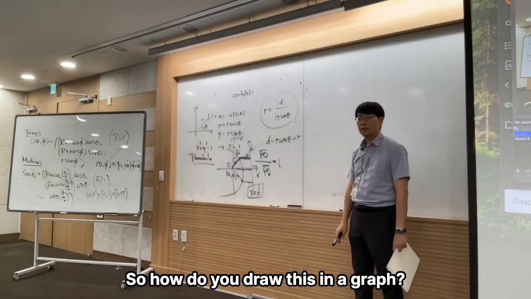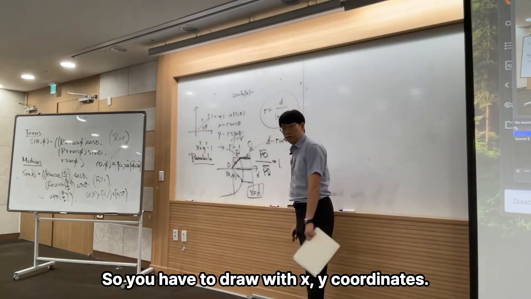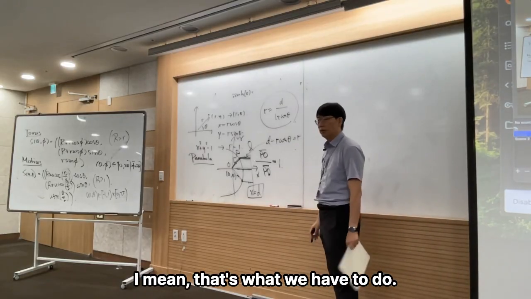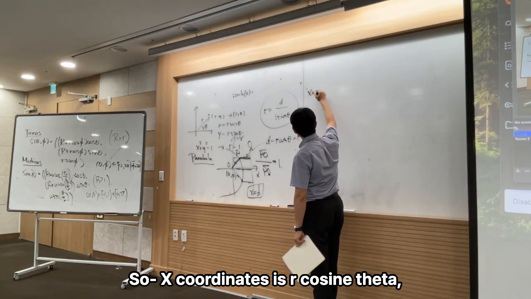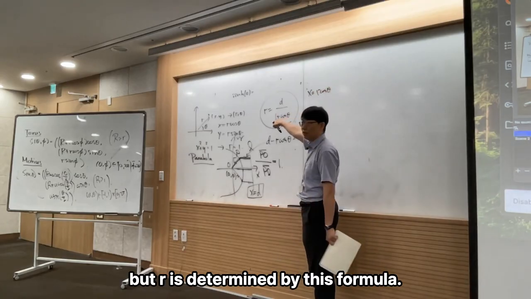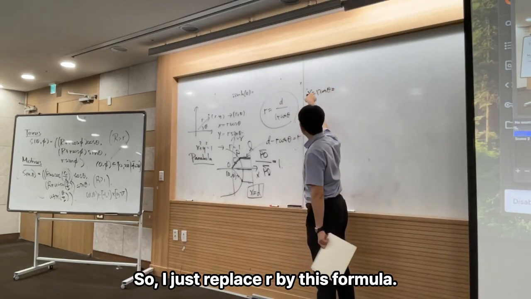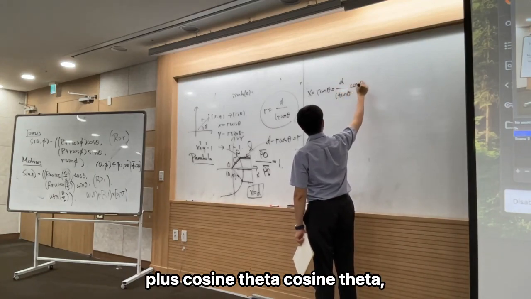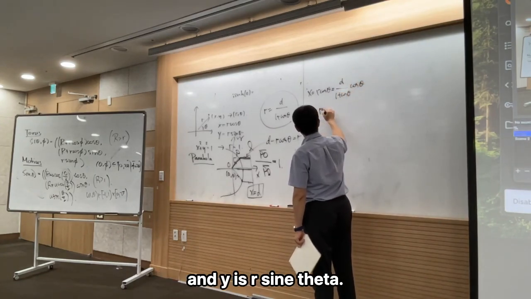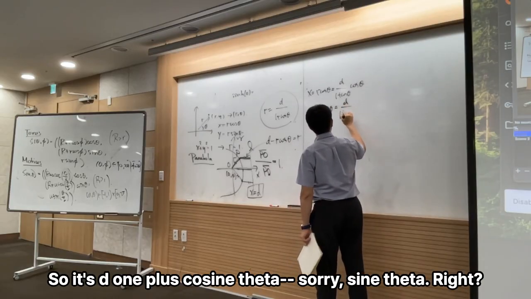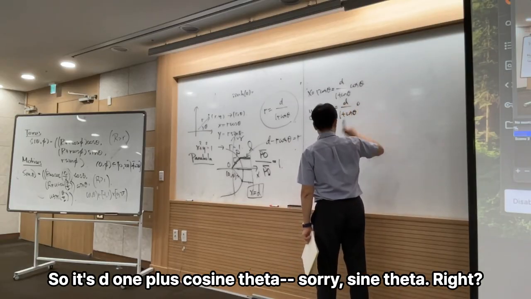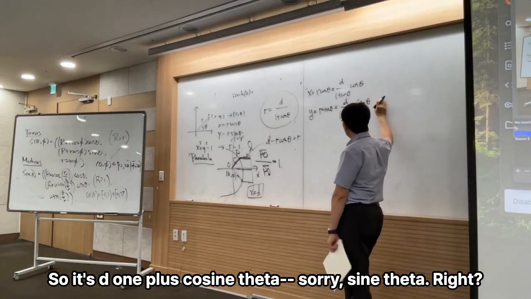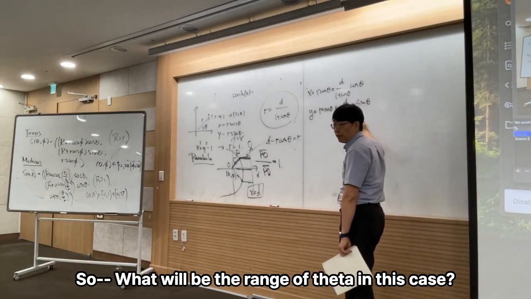So how do you draw this in a graph? You have to draw with xy coordinates. I mean, that's what we have to do. So the x coordinate is r cosine theta, but r is determined by this formula, so I just replace r by this formula. We have d over 1 plus cosine theta, and y is r sine theta. So it's d over 1 plus cosine theta, times sine theta, right? So what will be the range of theta in this case?